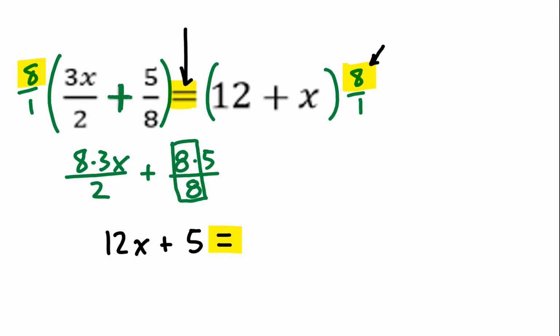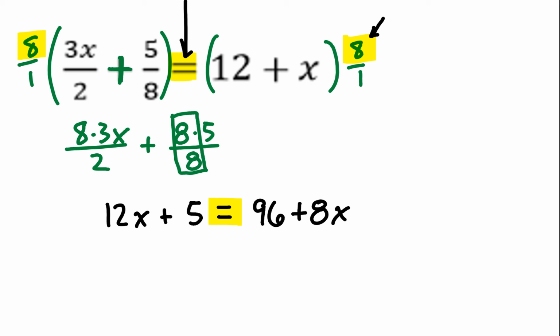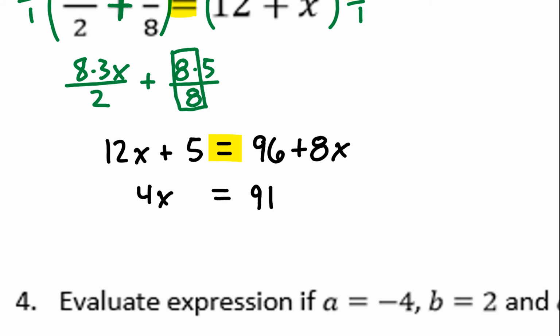Turns out that 12 times 8 is the number 96, and then I have plus 8x. I can take away 8x from both sides. If I do that, 12x minus 8x is just going to be 4x. And I'm also going to subtract 5 from both sides. When I do that, the 5 on the left-hand side is gone because 5 minus 5 is 0, and on the right-hand side, 96 minus 5 leaves me with just 91. So what I have here for an answer is that x is 91 fourths.